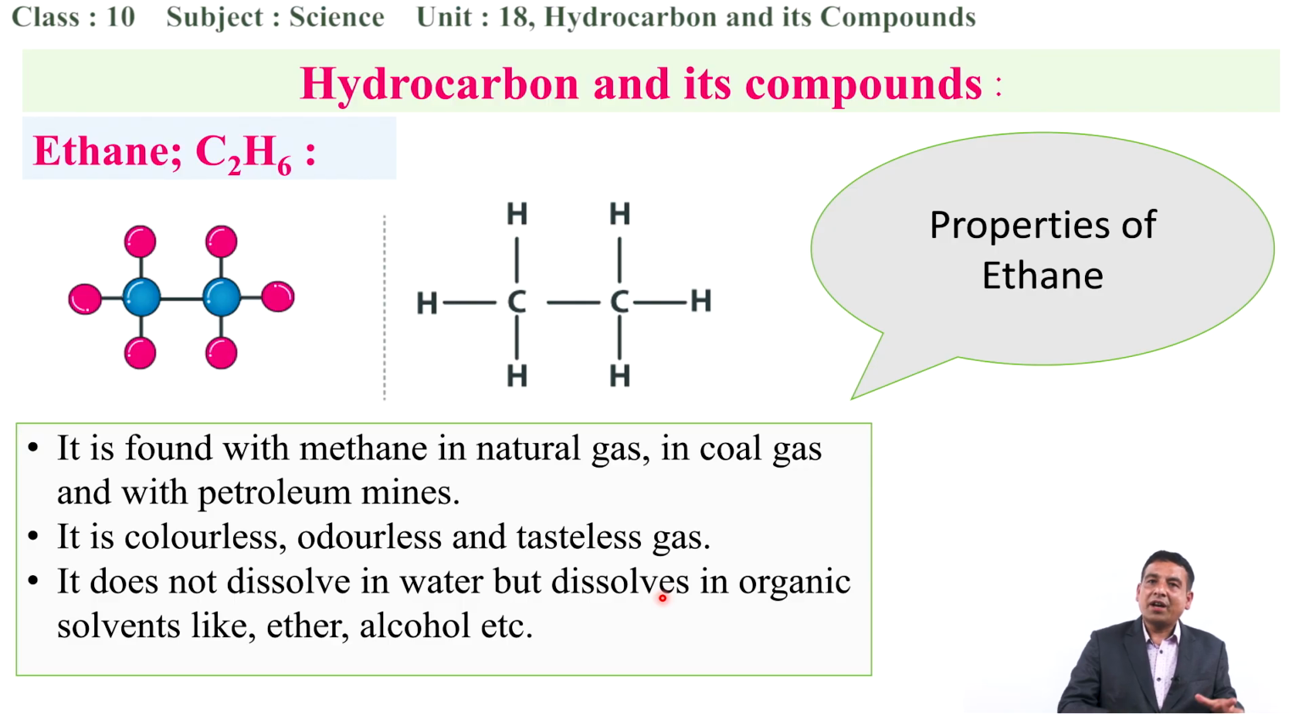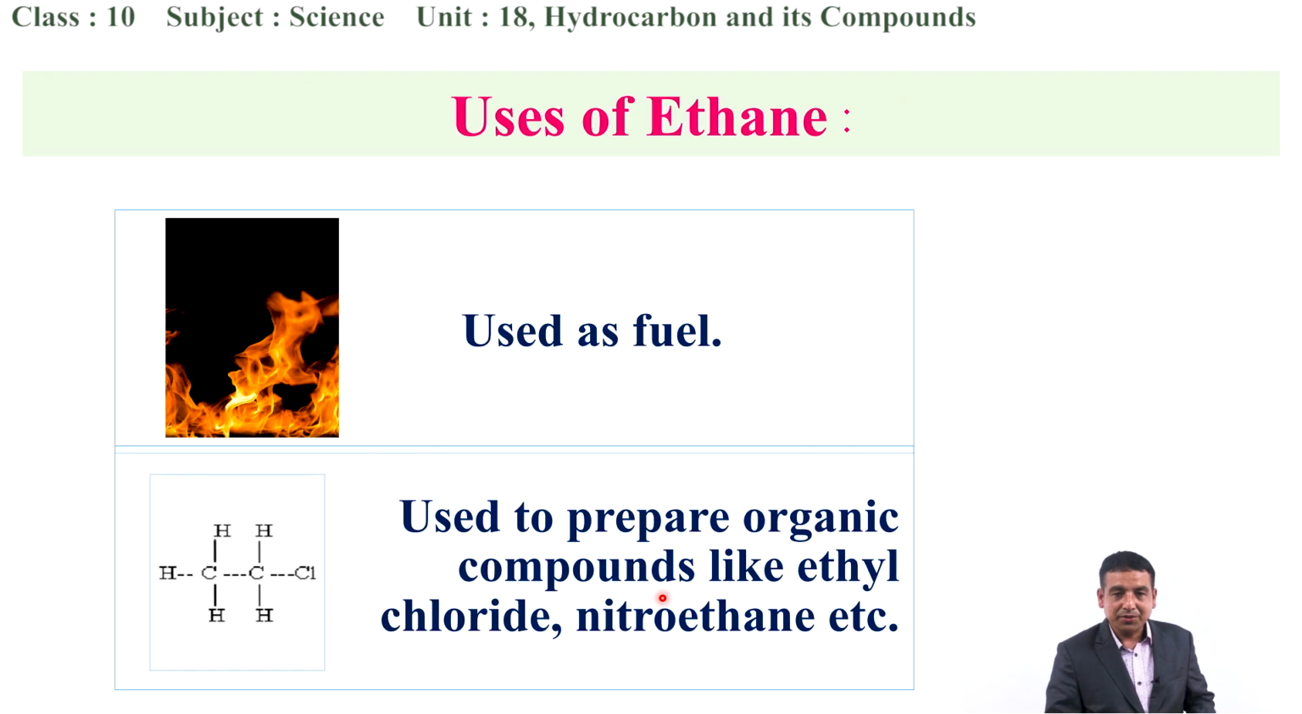Then as we have discussed the usage of methane, does ethane have any other uses? So you can see here, what does this represent? It is being burnt. Something is being burnt, then it means ethane can be used as a fuel. When a fuel is combusted, obviously it gives a flame, that is, it is being burnt.